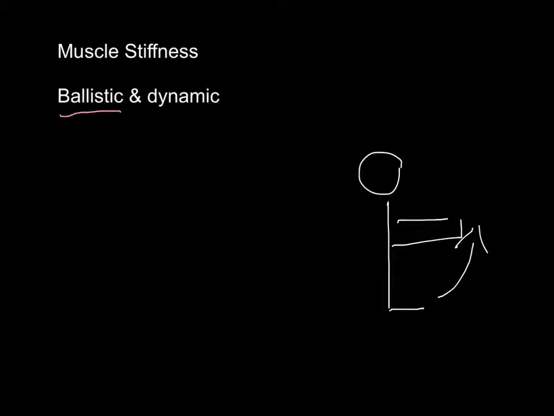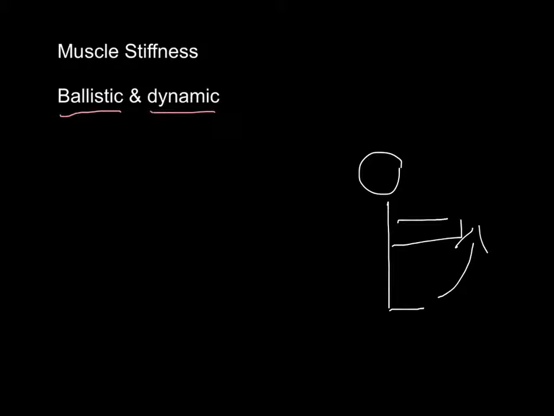The first type of stretching that we have is ballistic and dynamic. When you think ballistic, I always think bouncing movements. If you ever see somebody doing Frankensteins, where they hold their hands out in front of them and then kick one of their legs up and try to touch their toe and back down, that's an example of a dynamic or a ballistic movement. The difference between these two, well, first, dynamic basically just means by using movement.